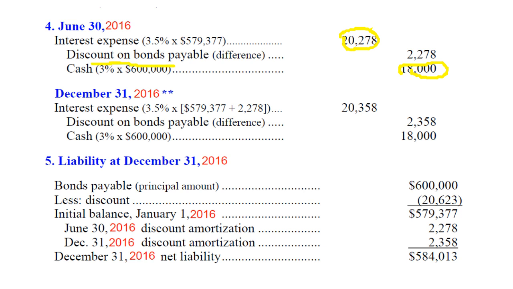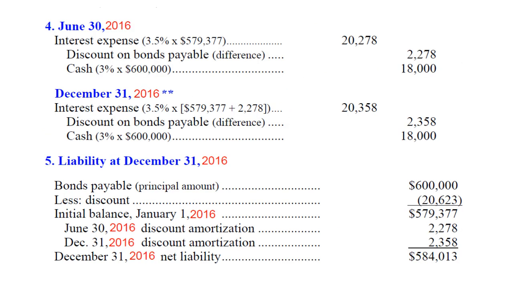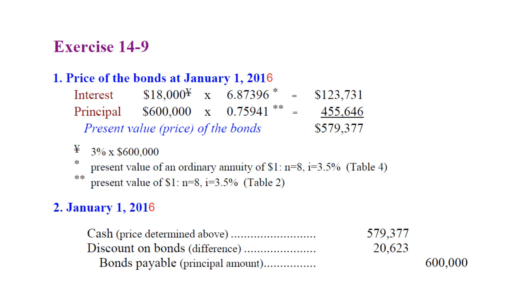Okay, and if he asks also for the next period or in December, it will be the same thing. We will take all the numbers, interest expense, discount on bonds payable and cash, from the amortization table for the second period of time, which is the second payment here, 18,358, and this is the discount amount. It depends on which entry they will ask you for, sorry, which period of time they will ask you in the exam itself. Okay, do you have any question or shall I continue?